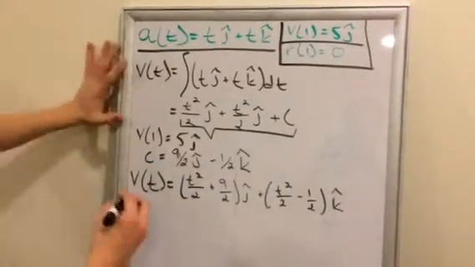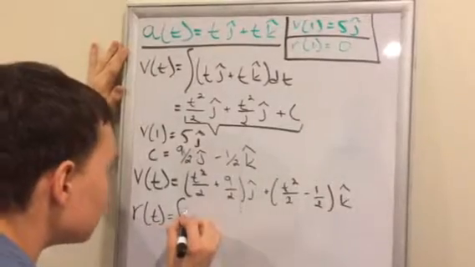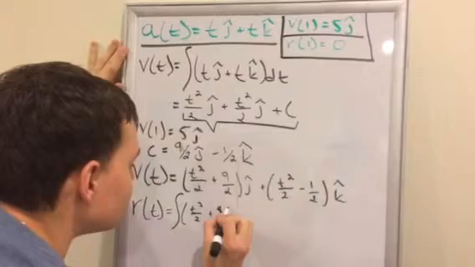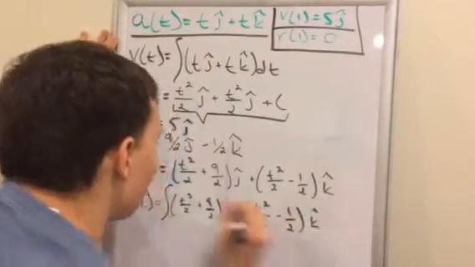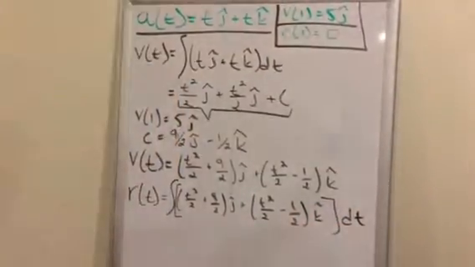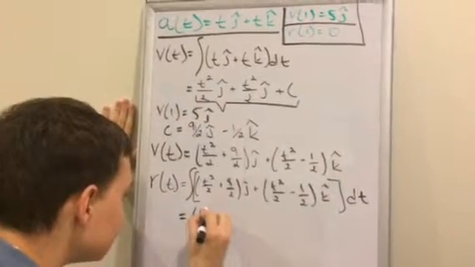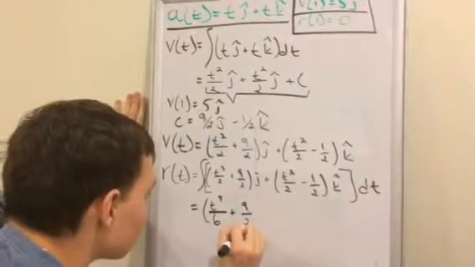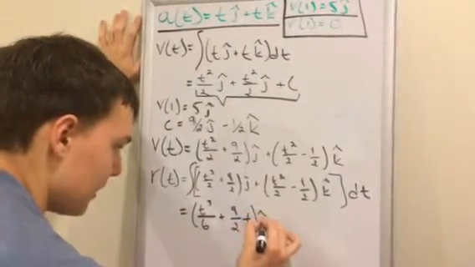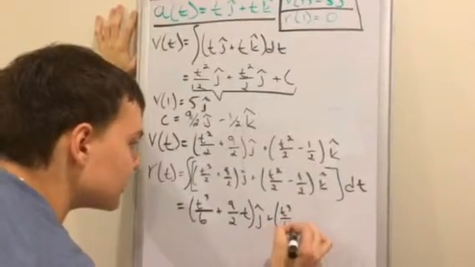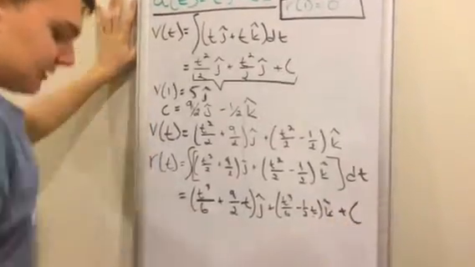So then we take the integral again. So to get our distance, that's going to be the integral of t squared over 2 plus 9 over 2 j plus t squared over 2 minus 1/2 k with respect to dt. And then we know that that'll have to be t cubed over 6 plus 9 over 2 t j plus t cubed over 6 minus 1/2 t k, plus our constant c.